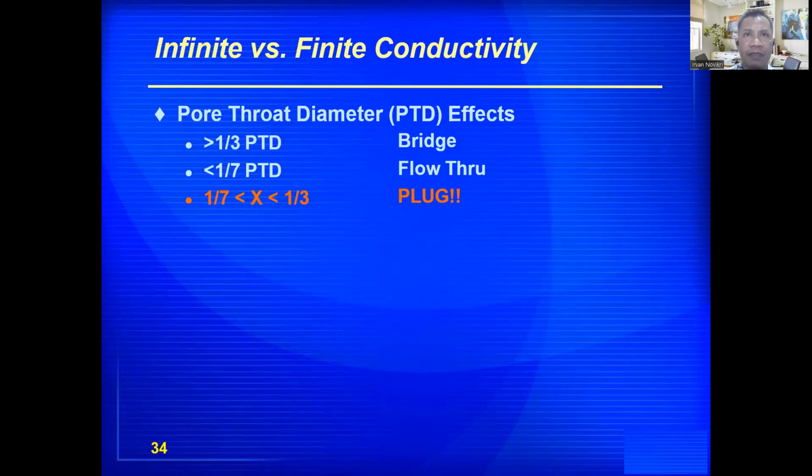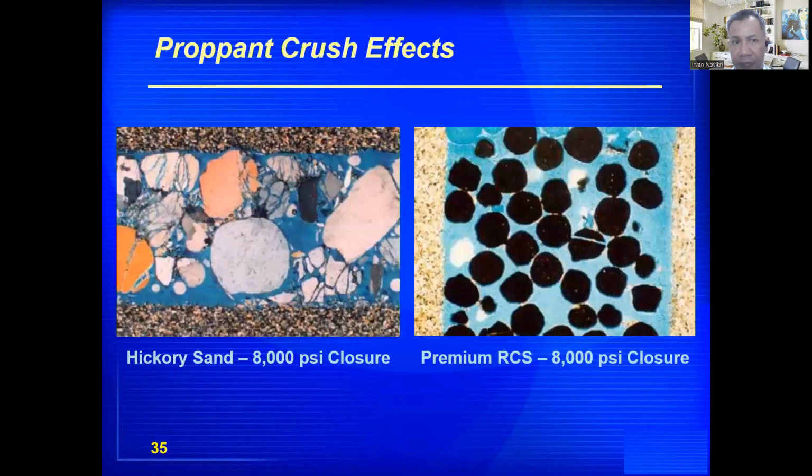Pore throat diameter effects are very critical. If the particle that is trying to invade the pack is greater than 1/3 of the pore throat diameter of your proppant, it will bridge instantly. It will not enter your pack. If it is less than 1/7, it will flow through. So the problem is if it is between 1/7 and 1/3, it will enter the fracture and will plug your proppant bed.